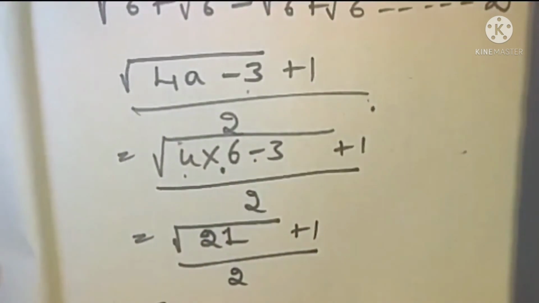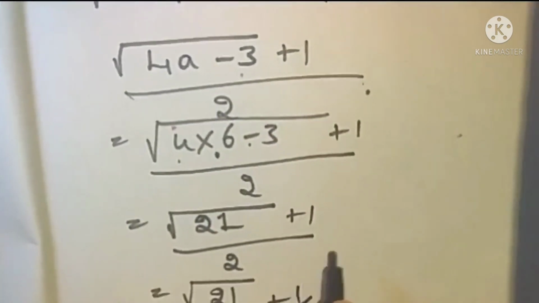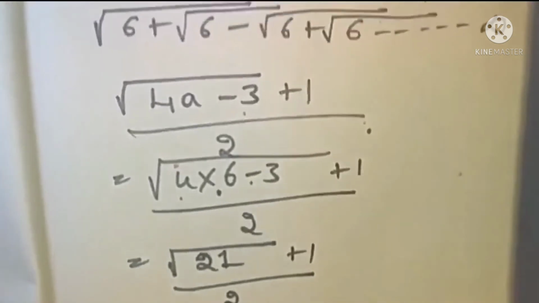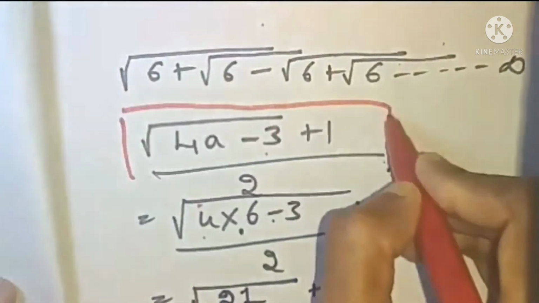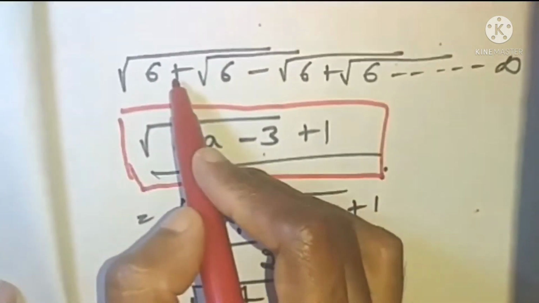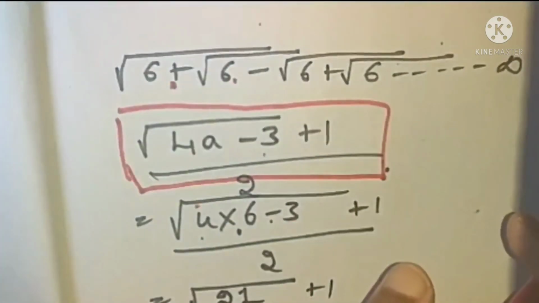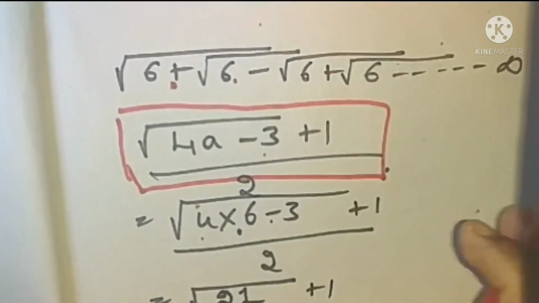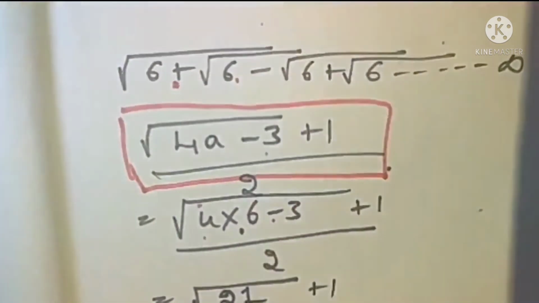We can write this in both ways: root 21 by 2 plus 1 by 2, or else directly also you can write. So this is the answer for this, and you have to remember this formula because this is an exceptional case when both plus and minus are there. Previously we have seen cases along with plus, along with minus, with infinity and without infinity, and this is a combination of both plus and minus.